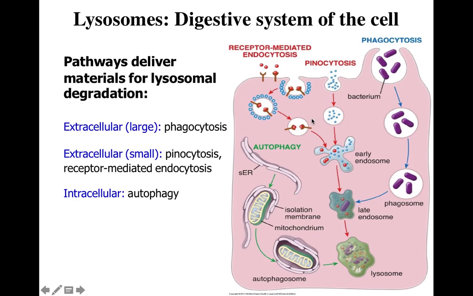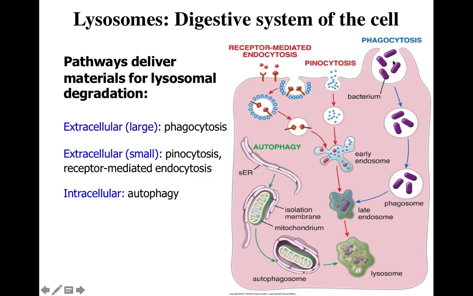So here are the three different pathways which deliver materials for lysosomal degradation. One is phagocytosis. I think you're pretty familiar with it. Bacteria or solid particles are engulfed by the cell. Then we have pinocytosis, which helps the cell engulf suspended particles. And then we have receptor-mediated endocytosis, where specific products are internalized when they bind to specific receptors on the cell membrane. All three processes basically lead to the formation of vesicles.